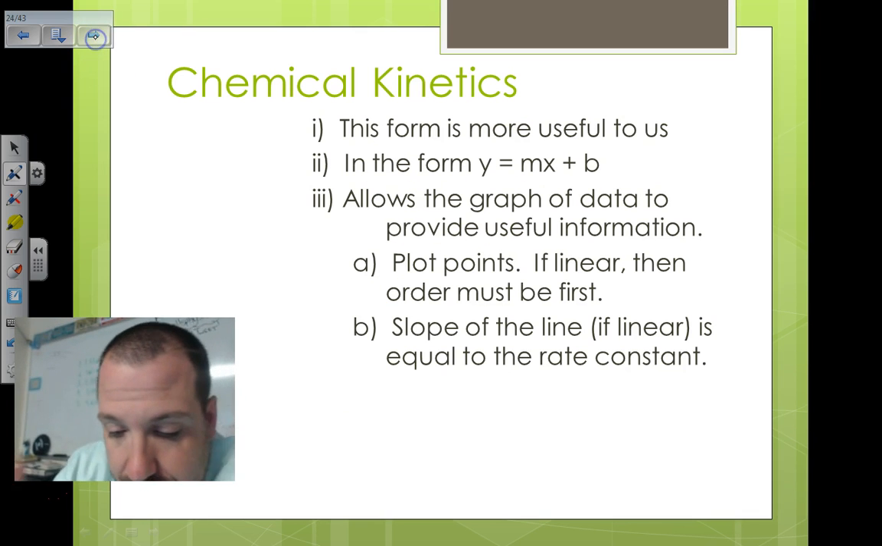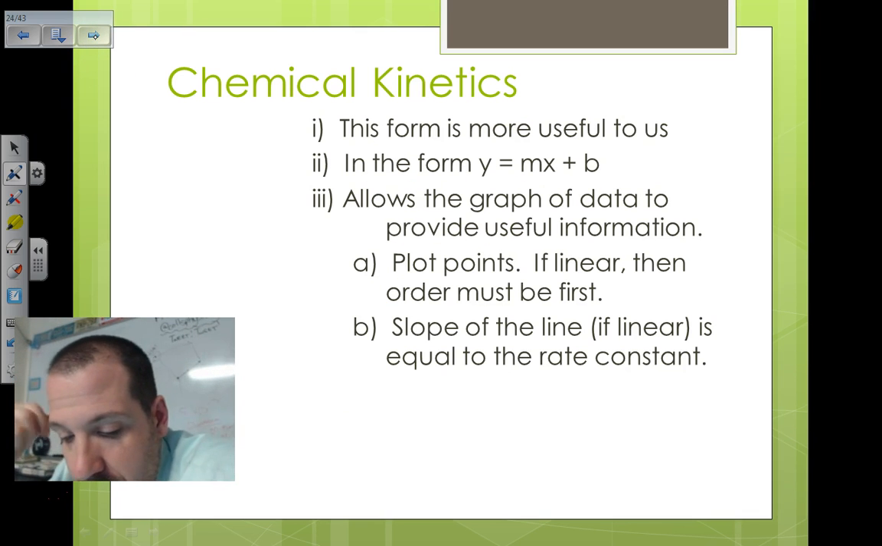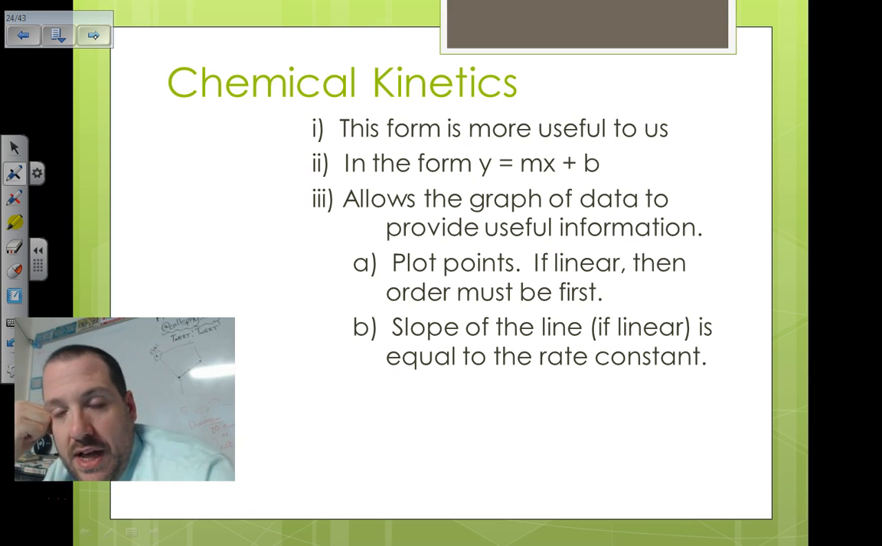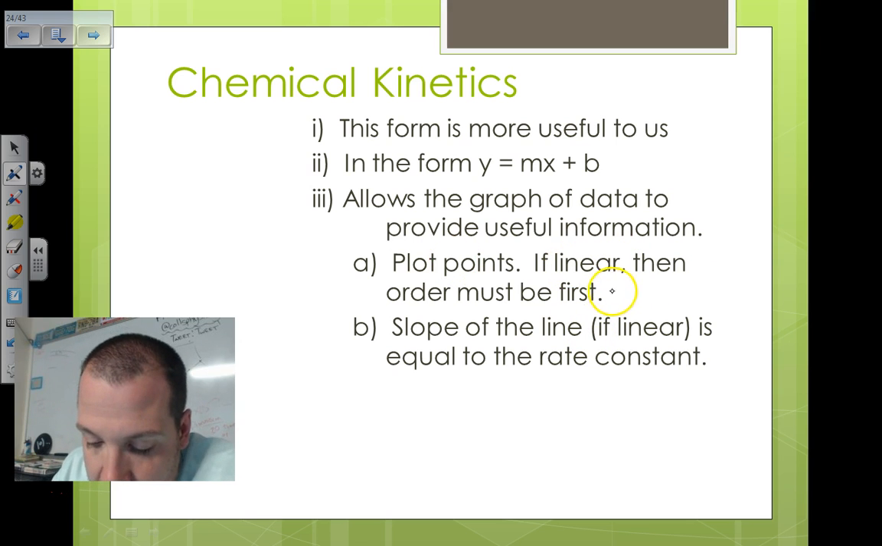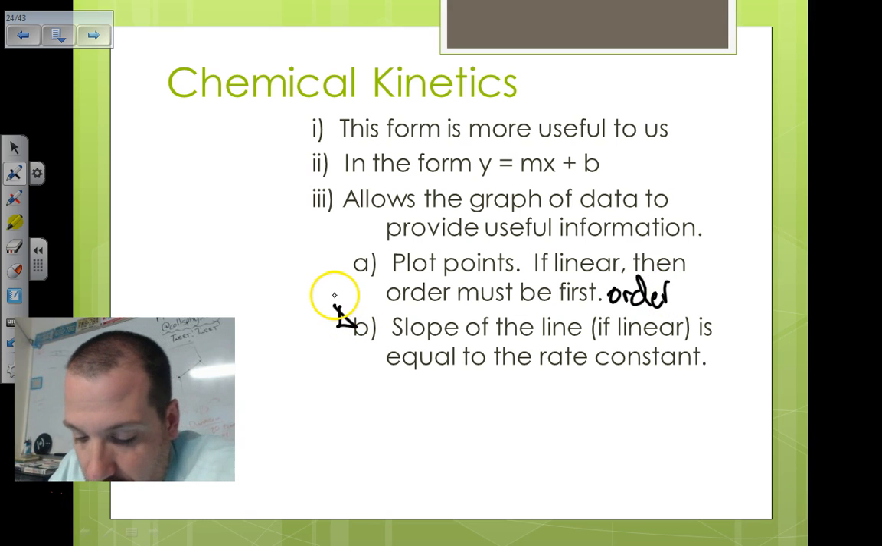And so I explain all of those things here in this slide. Plot the points, if it's linear, it must be first order. Now, the big thing is this one. Oh, I'm sorry, not that one.